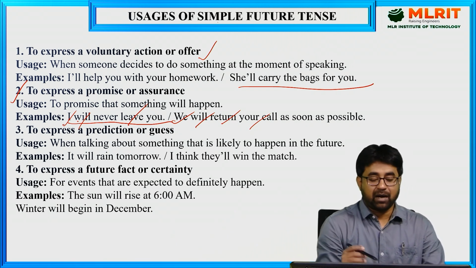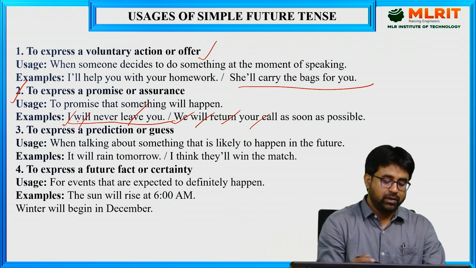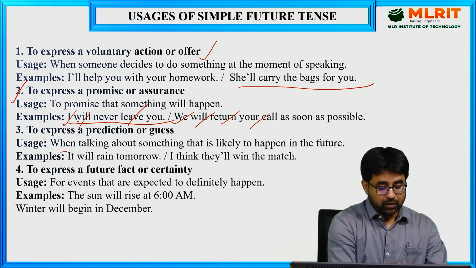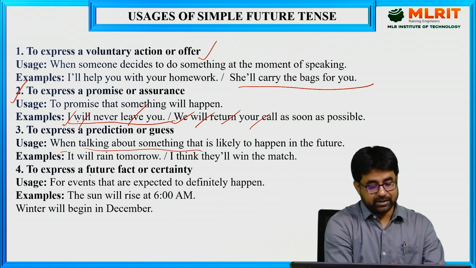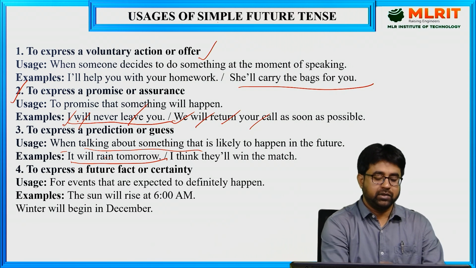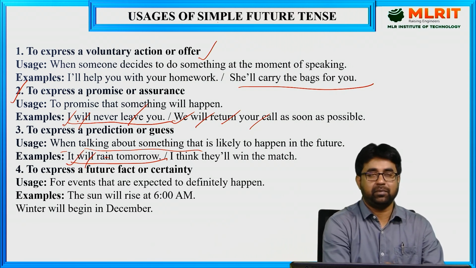To express a prediction or guess. If we want to express a prediction or guess also, we use simple future tense. See, when talking about something: it will rain tomorrow. It's a simple prediction or guess, right? So I'm using which tense again? Simple future tense. Subject will plus V1.